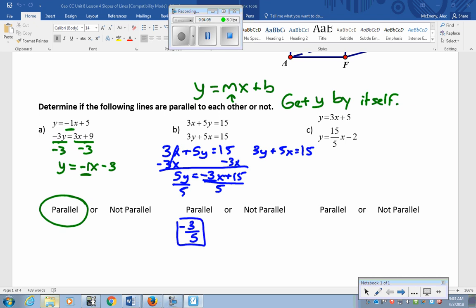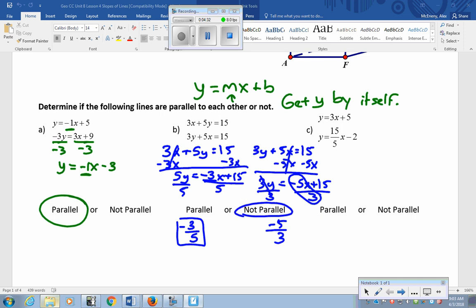And then for the other one, I subtract the 5x on both sides, and we have 3y equals -5x plus 15. Then divide by 3. Again, I don't need to show everything, but the slope will be the fraction -5/3. In this case, these are not parallel, because the slopes are not the same. So when we have parallel lines, just remember we need to have the same exact slope: same sign, same fraction, same everything.